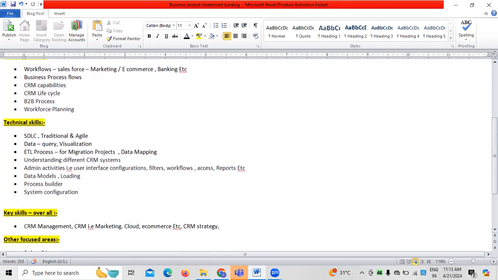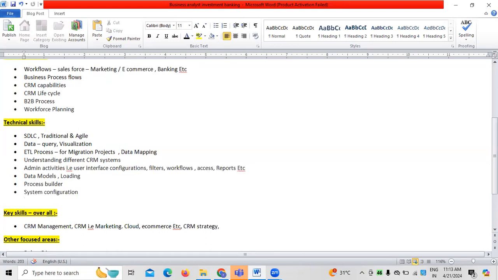When you're talking about the technical skills, when we are providing solutions, we have to follow some SDLC model. That's where generally we follow either waterfall or V model, which come under the traditional part. If we follow agile, then we follow Scrum, etc. Next, to have knowledge of data query and visualization, some SQL or Power BI understanding.